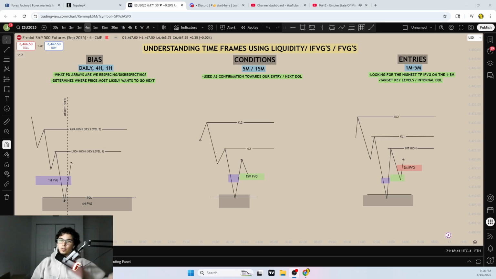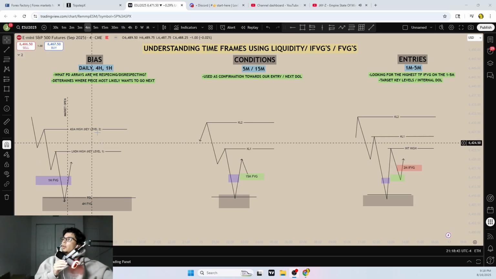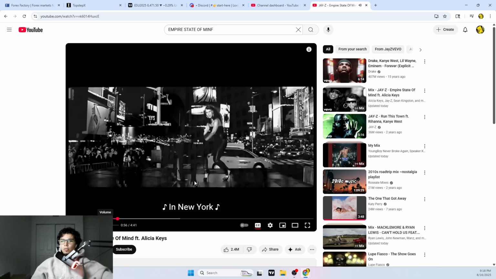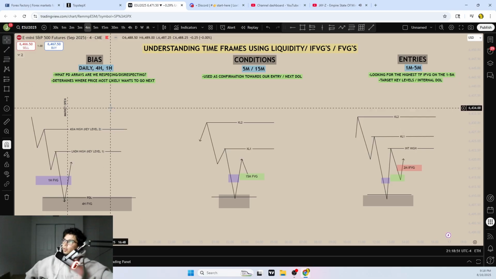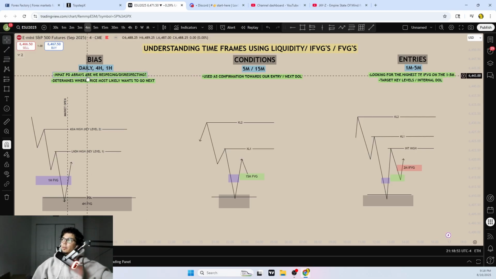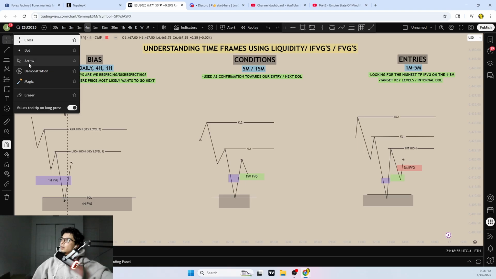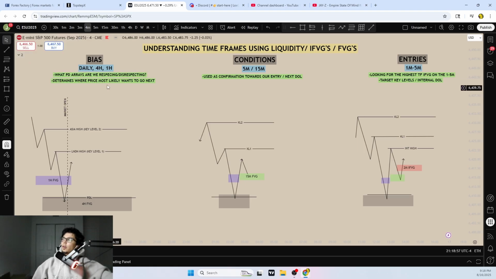So starting off over here on our left with our bias. Let me pause this real quick. Starting off over here on our bias, how do we find our bias? Well, what time frames do we use? We use the daily, the 4 hour, and the 1 hour, right? So what are we looking for? What PD arrays are getting respected or disrespected, right?